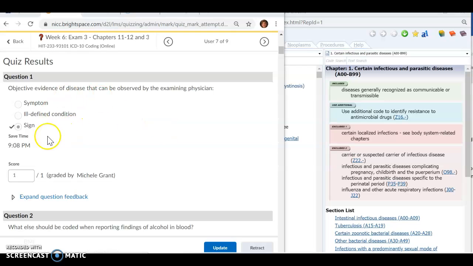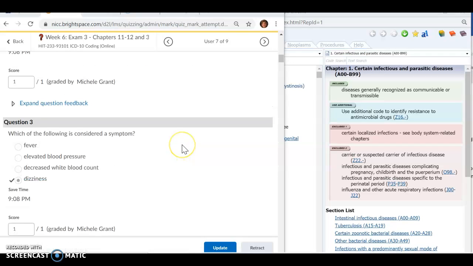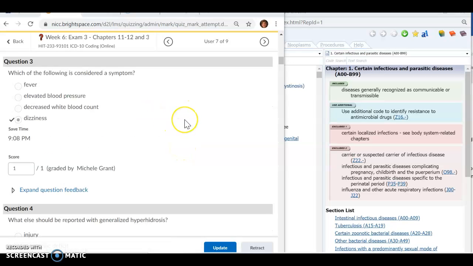Okay, so question one, we have a sign, which everyone did well. So what else should be coded when reporting findings of alcohol in the blood? We don't care about the blood type. Again, what we care about is the level of alcohol in the blood. The BMI is body mass index. That does not make a difference either. Just so you know, this exam is from a student last year. I took the student that did the best because it was easier for me to show you on an exam that was already taken.